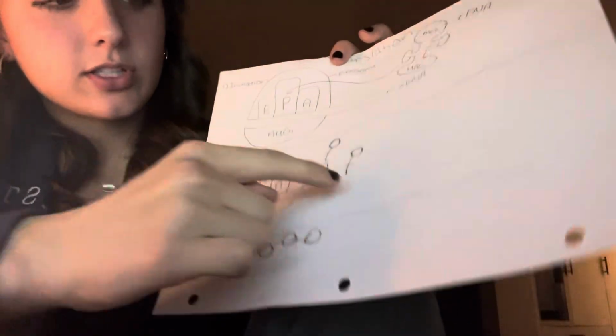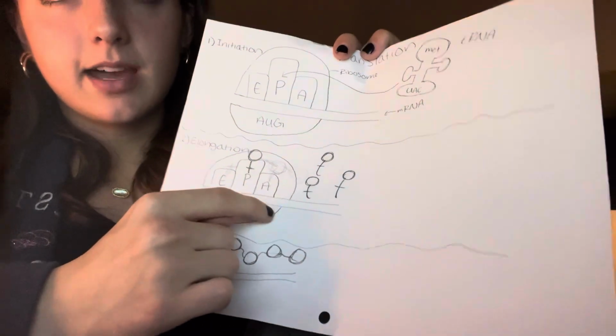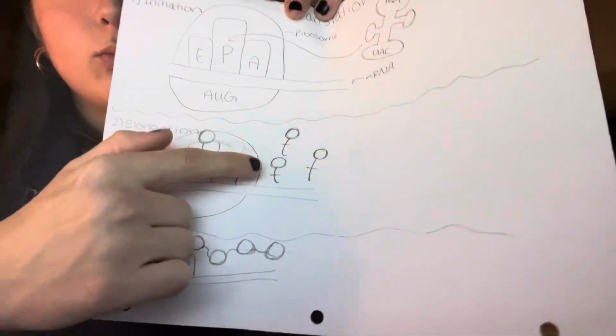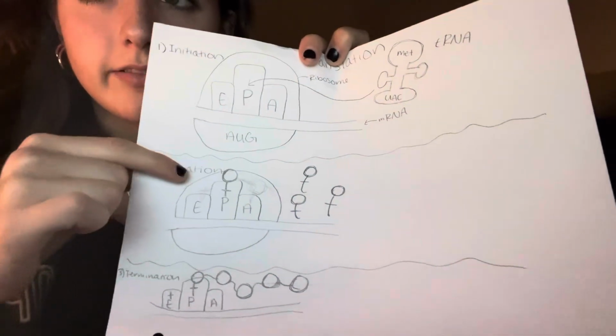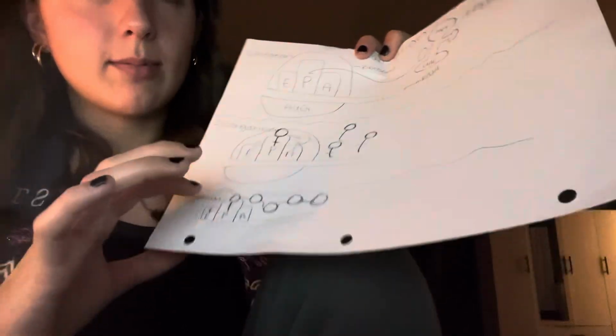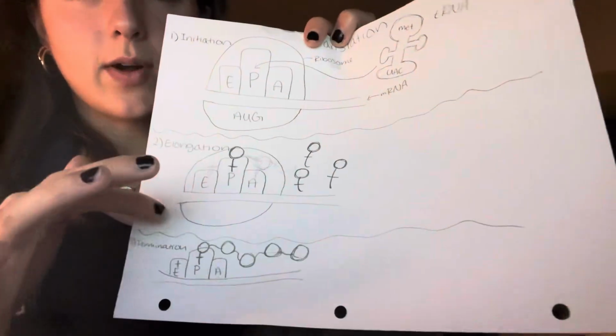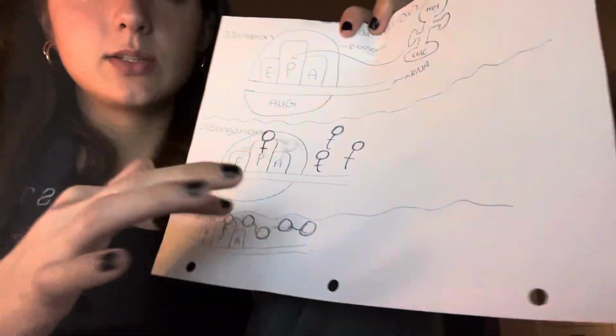So that leads into the third step, which is termination. A stop codon is going to come into the A site, and a release factor will bond instead of a tRNA. Then the ribosomal subunits will separate, and the new protein is released. And so then you'll have just your protein. So that's going to be the process.